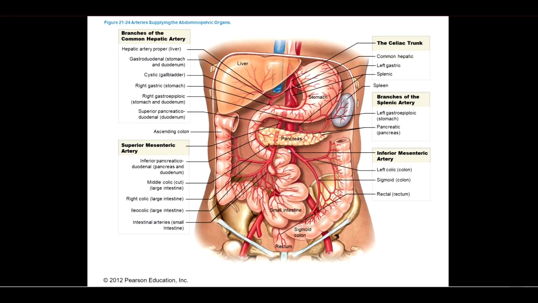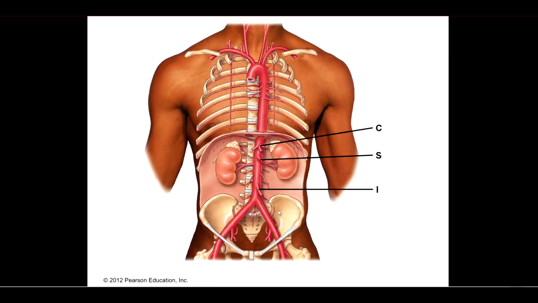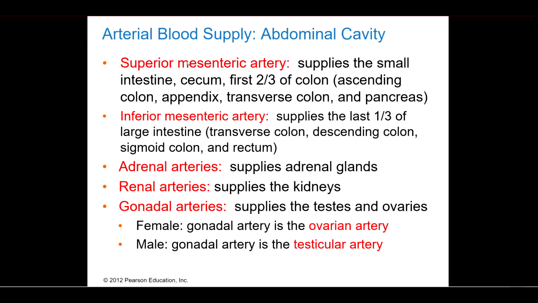And then here's our I right there. Inferior mesenteric artery is going to do the remaining part of the transverse colon, the descending colon. Here's your sigmoid, and then it's going to go right to the rectum. Okay, so that's our CSI.